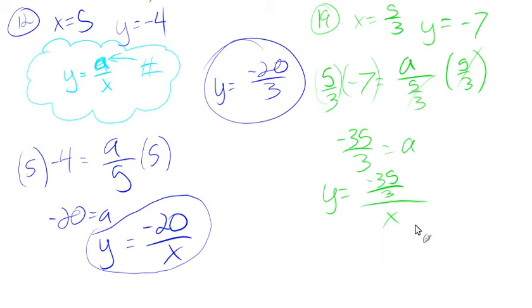That could work. Or we could do negative 35/3x. Whatever we like. So whichever way we choose to write it is correct.